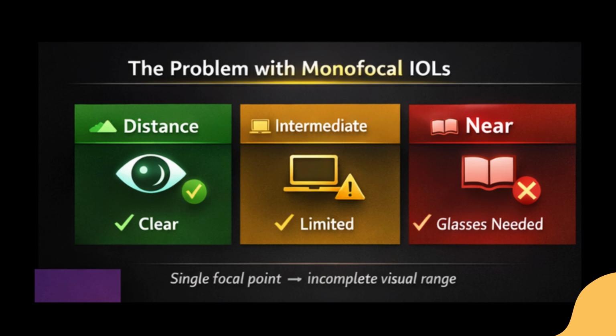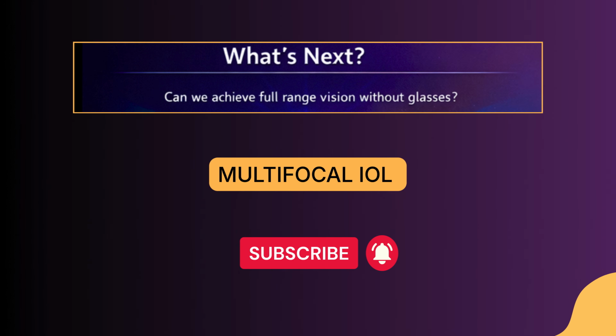To overcome this limitation, more advanced optical designs were developed that are capable of creating multiple focal points inside the eye. They are known as the multifocal intraocular lenses. In the next part of module 3, we will begin our detailed discussion on multifocal IOLs where we will explore the optical physics behind diffraction, interference and light energy distribution and understand how modern multifocal lenses allow patients to achieve vision at multiple distances.